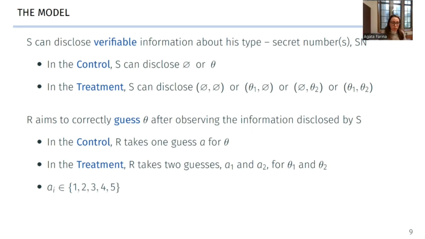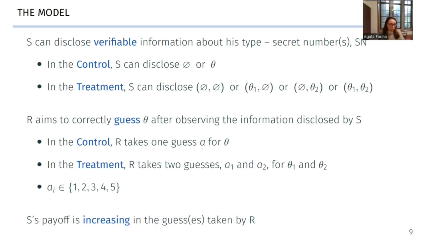Given the choice that the sender takes, the receiver aims to correctly guess the type. So this means that in the control, the receiver will have to take one guess about the scalar theta, while in the treatment, the receiver will need to take two guesses, one about scalar theta 1 and one about theta 2. In both cases, we restrict the guesses of the receiver to be an integer from 1 to 5, and this will just simplify the strategies available in the round.